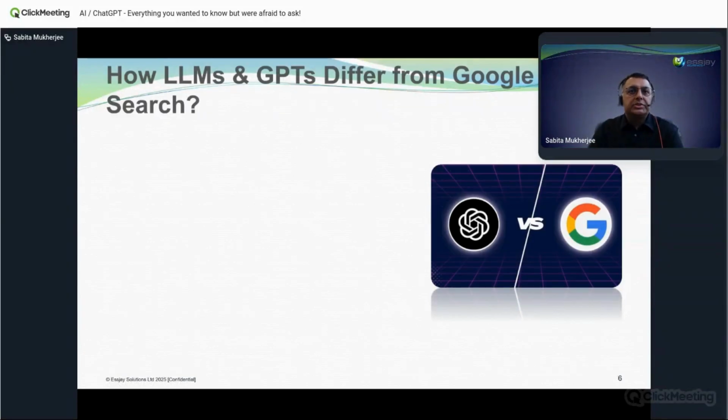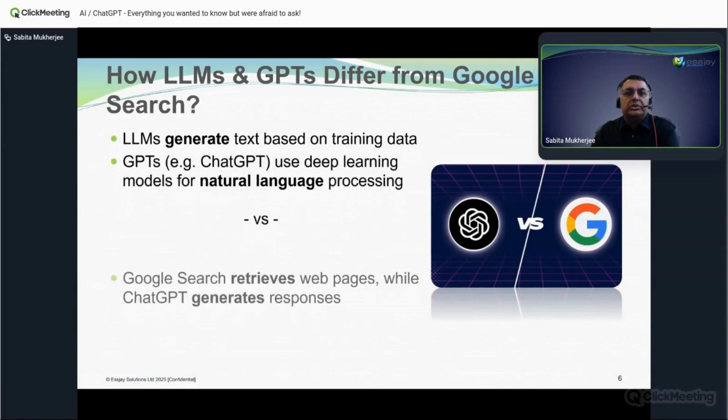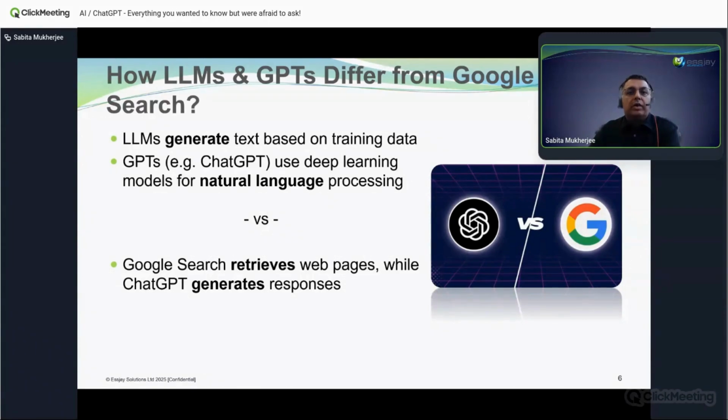So you may ask, what's different to me using Google search? Well, large language models process vast amounts of text data and use this to generate human-like responses. GPTs, or generative pre-trained transformers, are a type of LLM designed to generate text based on input prompts. Now, Google search works by retrieving and ranking web pages. It presents information to you. However, ChatGPT generates responses based on learned data, making it more interactive and conversational. When you ask Google, it sends you to a web page. When you ask ChatGPT, it gives you an answer.